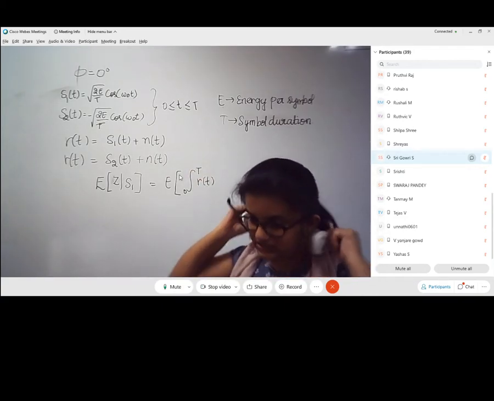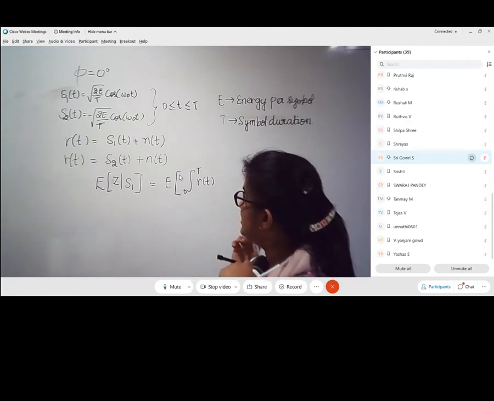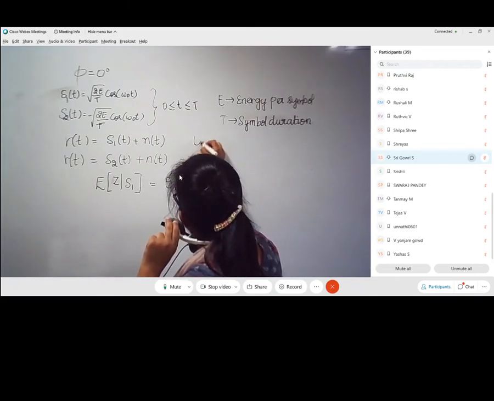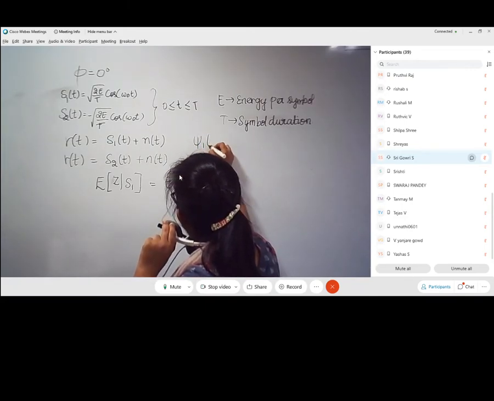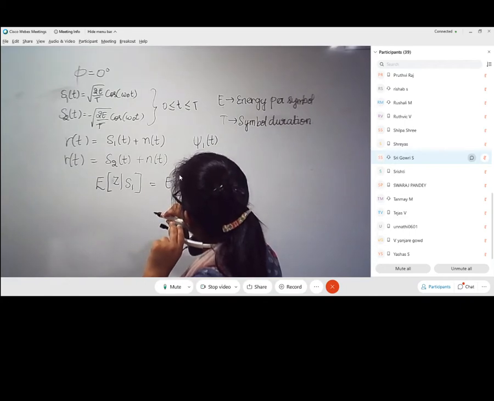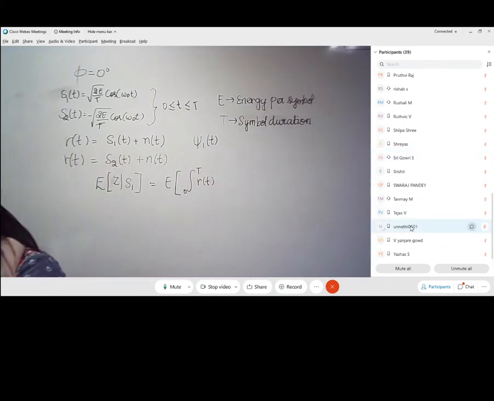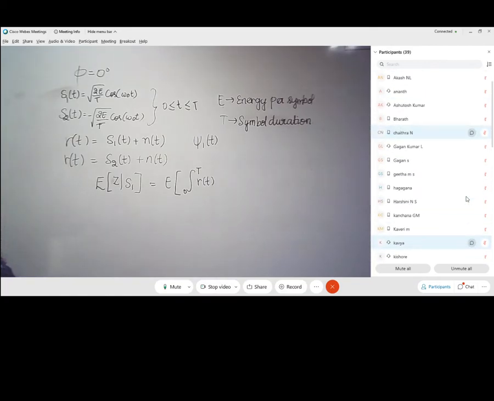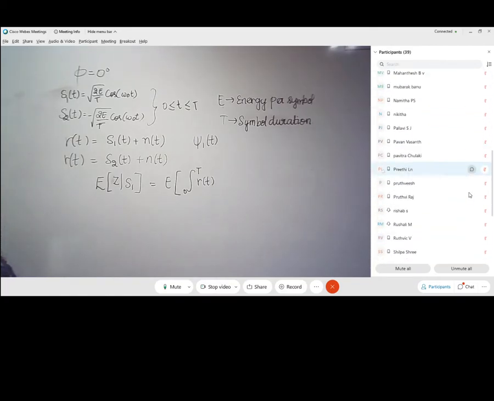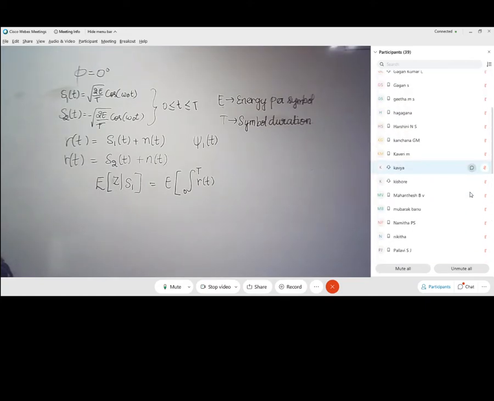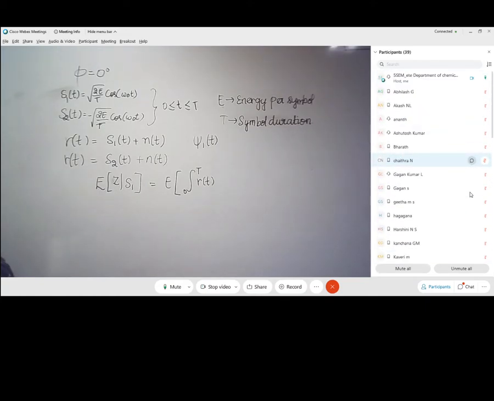First I have not discussed about that. How many basis functions are there here? Please respond. How many basis functions are there? Hello? One of you please respond. Pavan?